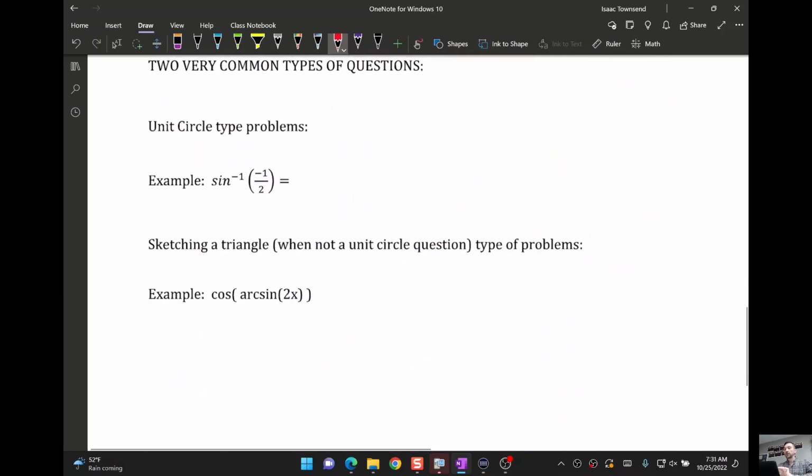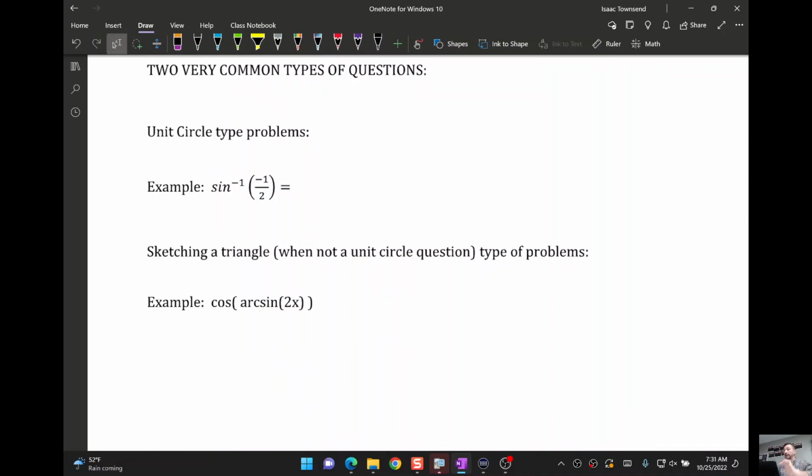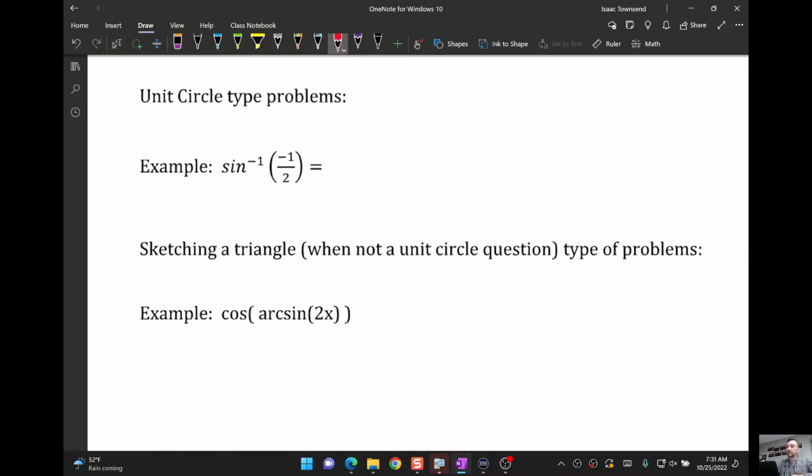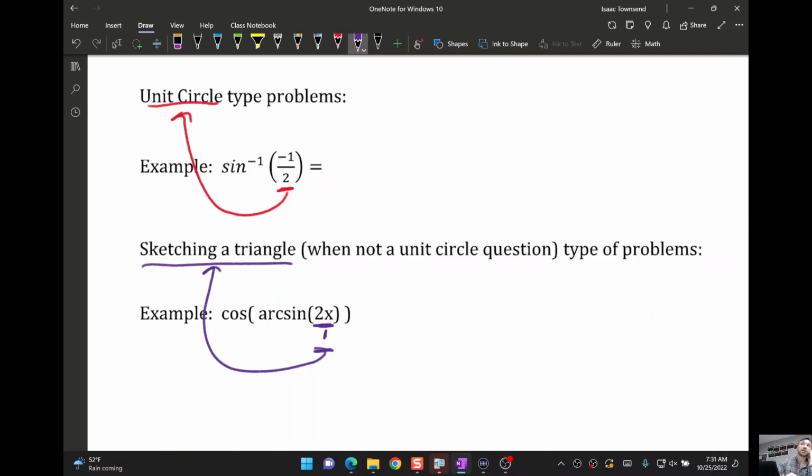Okay, so the 2 types of questions that are going to make up about 80 to 90% of what we do in this section, the questions that are going to take the most practice and what we're going to spend the rest of class on. Either A, we get an inverse trig question and the ratio sounds like something on the unit circle, so we're going to work it like a unit circle question. Or B, we get a ratio that does not sound like something we memorized on the unit circle, and it's going to be a question where we have to sketch the triangle. 80 to 90% of the questions we're going to do fall into one of these two categories.